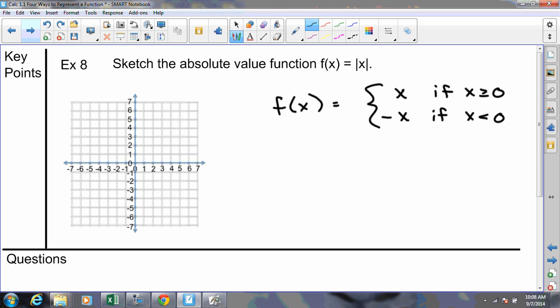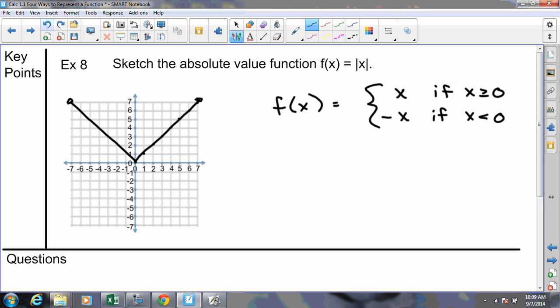Well, that would give us 0, 1, 2, 3, 4, 5, 6, 7. It's just a line, y equals x. But where we would have the line y equals x continuing downward, all of these, though, are negatives below the x-axis. Well, we have to flip it and bring them back up as positives, taking their opposites. So there is our graph of the function f of x equals absolute value of x.